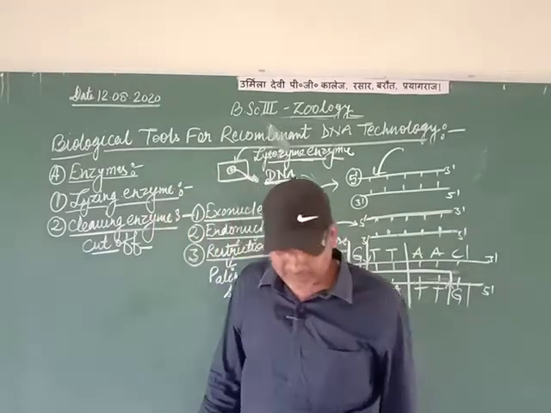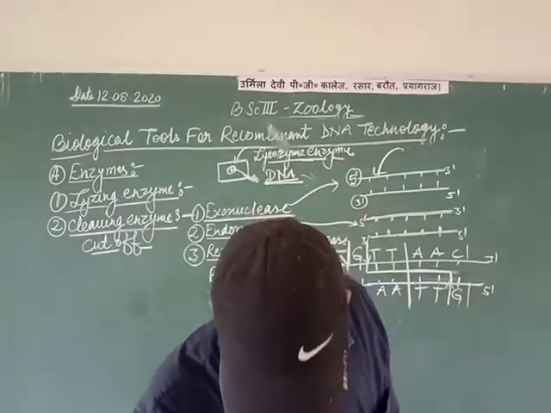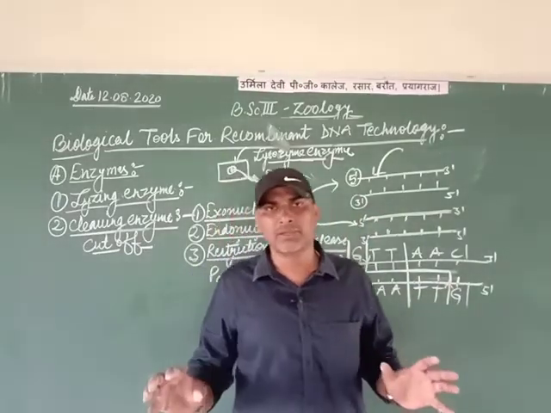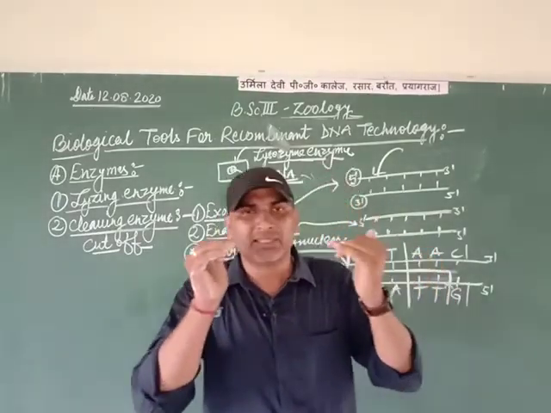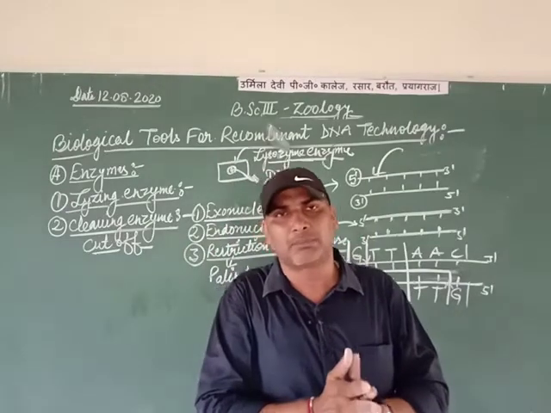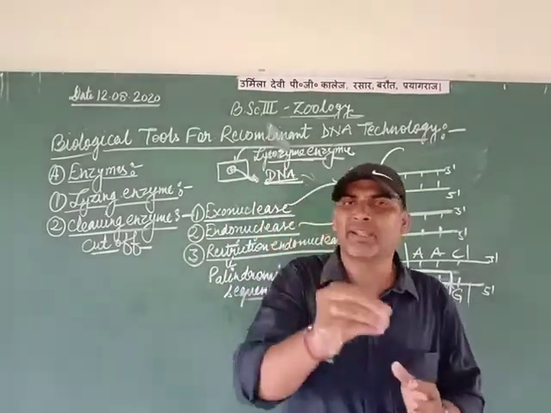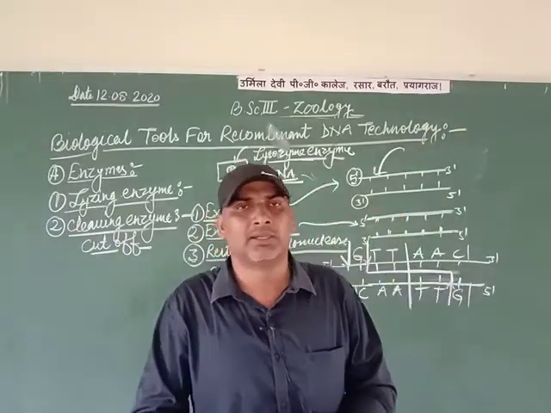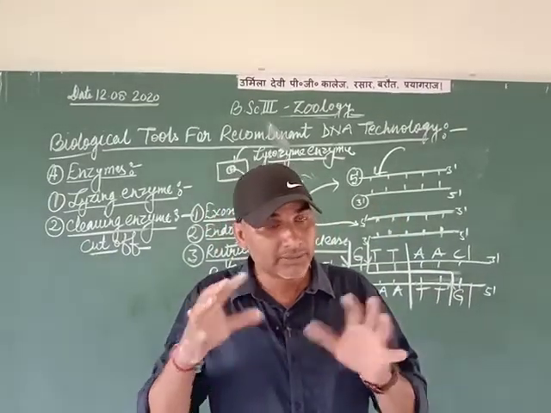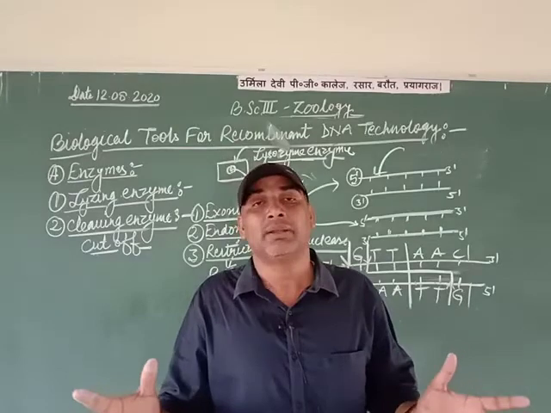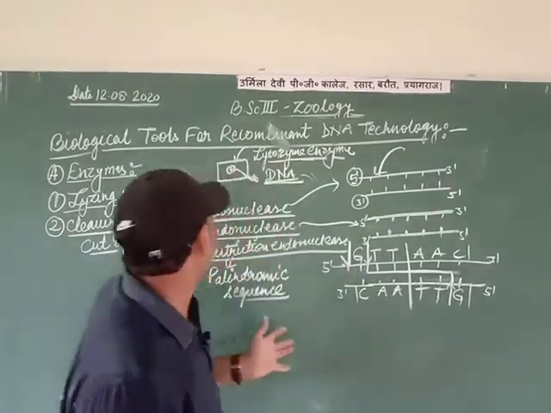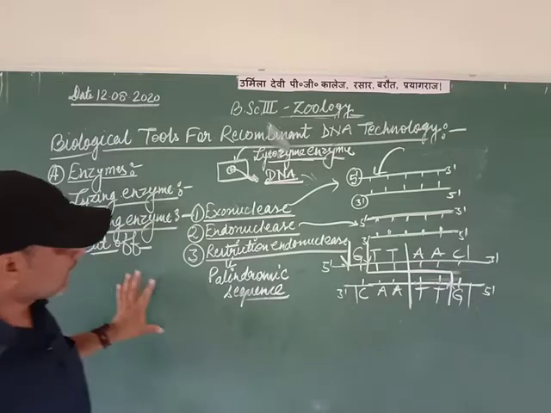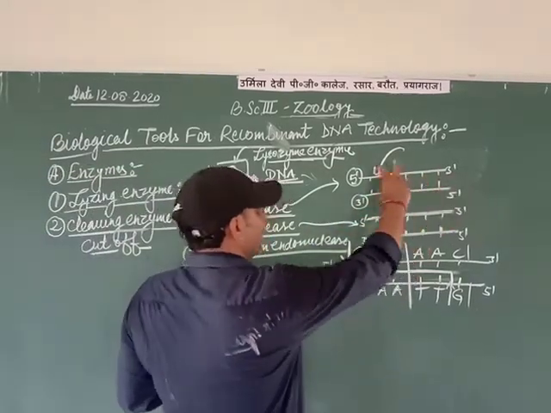That means if any kind of DNA segment found in an organism does not have these kinds of sites as the point for the restriction enzyme to work, then these enzymes will never work. So there are the cleaving enzymes, which cut off the DNA.